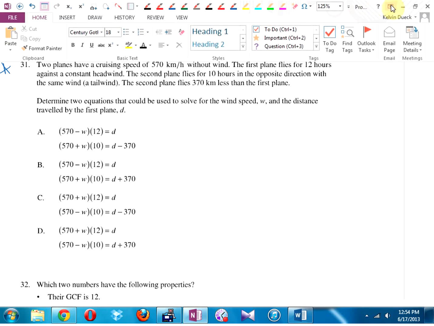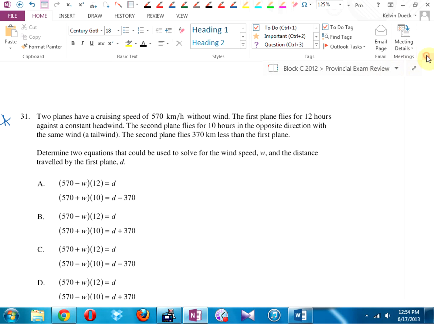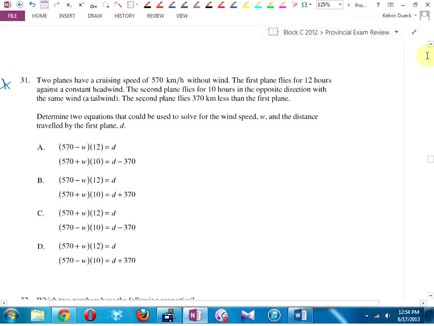Science 10, which most of you are in or have done already. You learned that distance is speed times time. Okay? The first plane flies for how long? There's the time. I'll call it D1 for first plane. How fast does the plane fly? Well, normally it flies at 570.